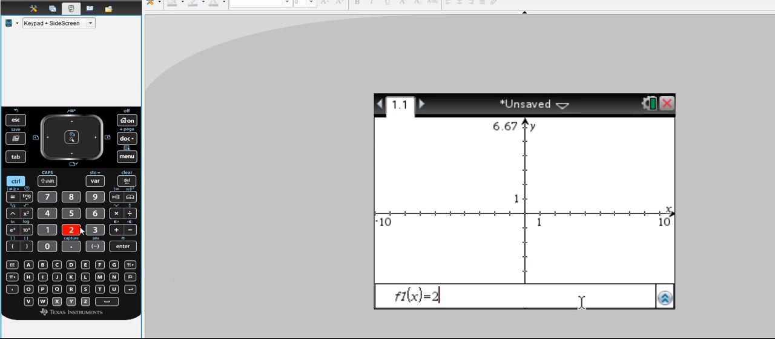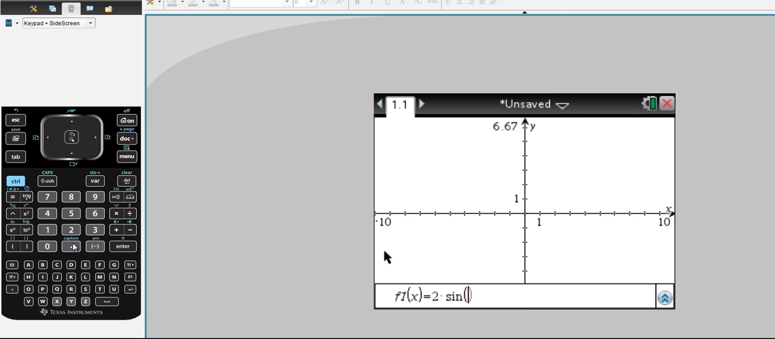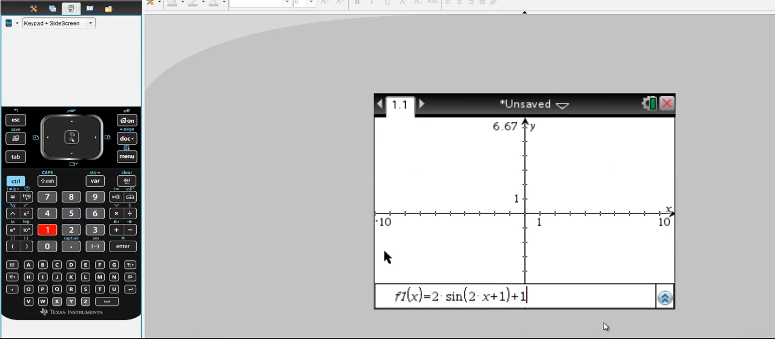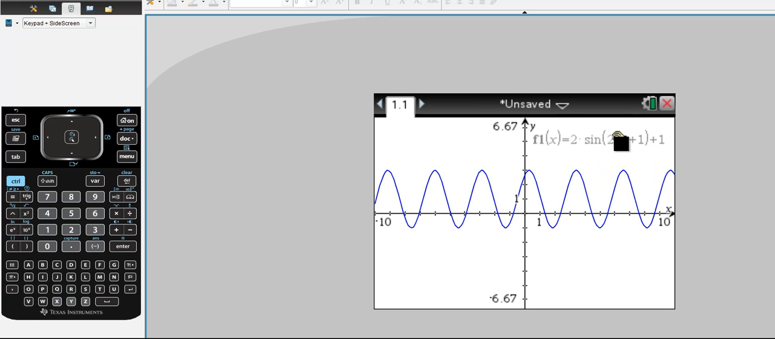2 times trig sine within brackets 2x, or 2 times x, plus 1, step outside of the bracket, type plus 1. This is the function. And let's plot this and see what happens. We move this up a little bit. So let's just zoom in and focus on the domain here.